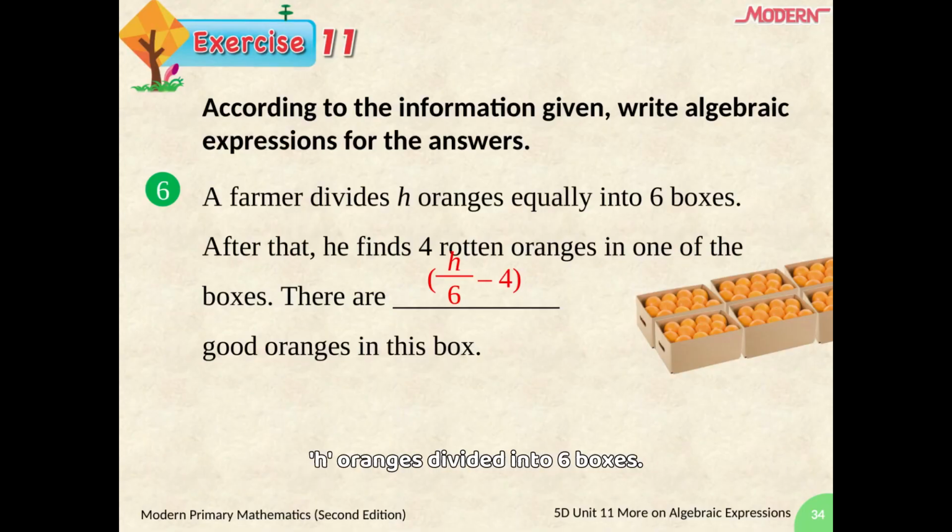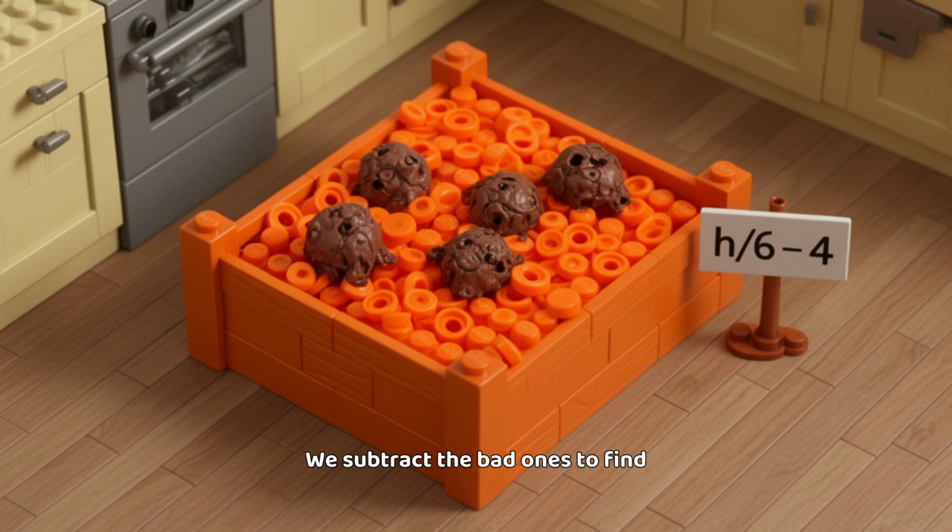Farmer problem. H oranges divided into 6 boxes. That's H over 6 in each. But wait, he finds 4 rotten ones in 1 box. Yuck. We subtract the bad ones to find the good ones. H over 6 minus 4. Always check your Lego bricks for dust and your oranges for rot.